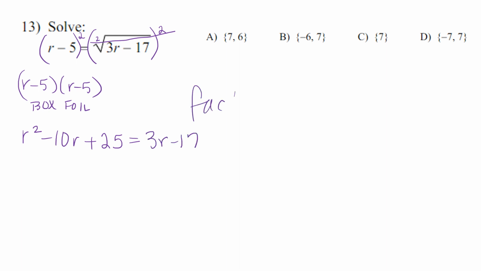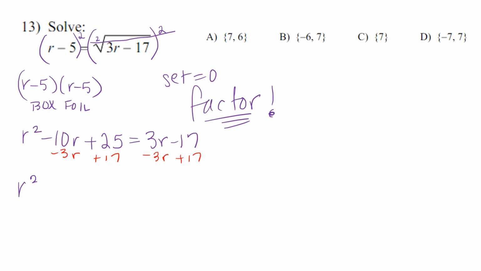You better set all this stuff equal to 0 so that you can factor. So we're going to subtract 3r on both sides of the equation, and we will also add 17 to both sides of the equation. Our whole goal is to set it all equal to 0. So I have r squared, -10 minus 3, so that's -13r. And 25 plus 17 will give me a positive 42. That all equals 0.